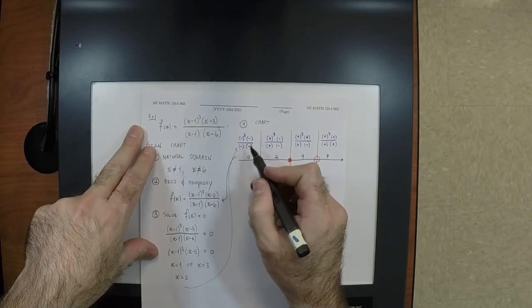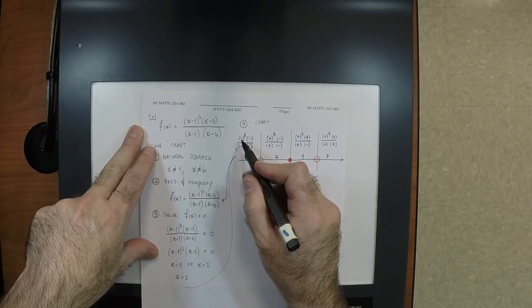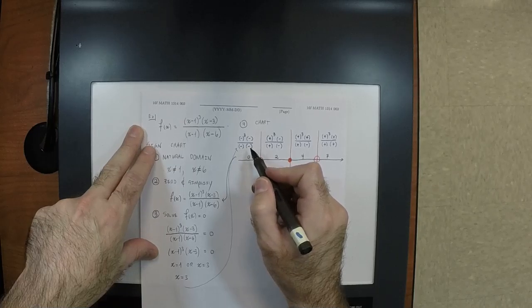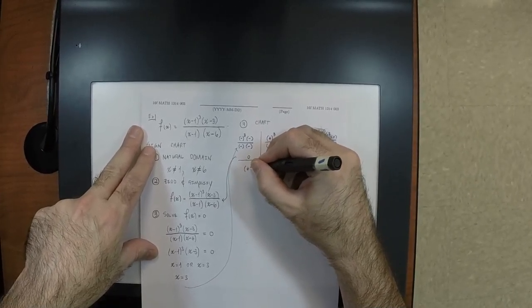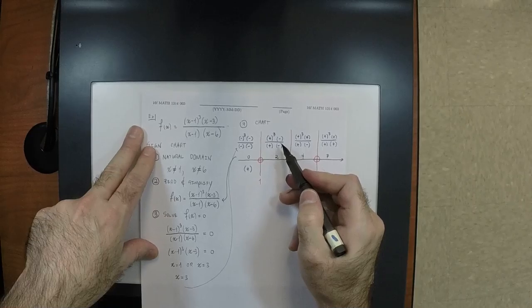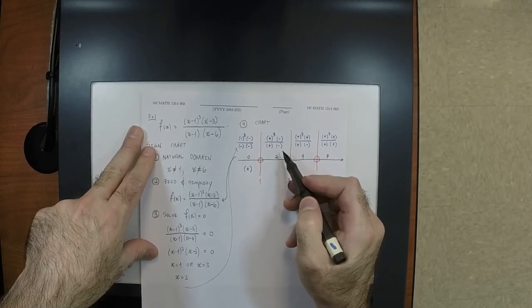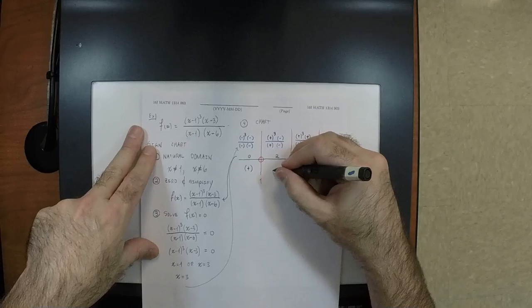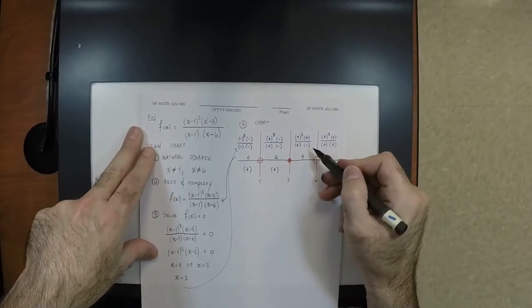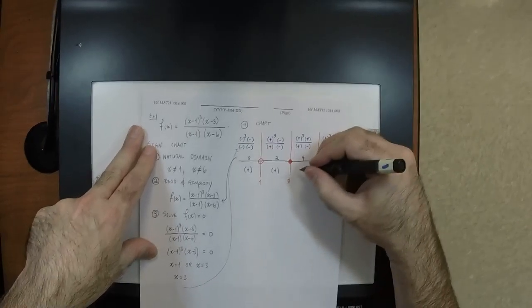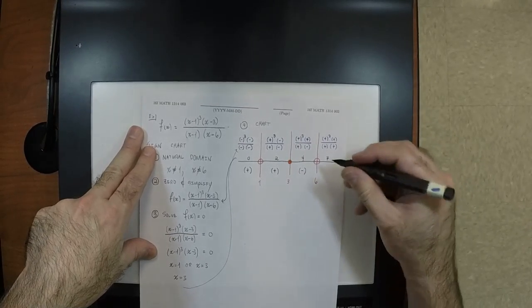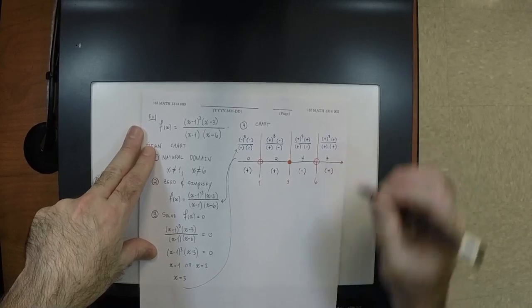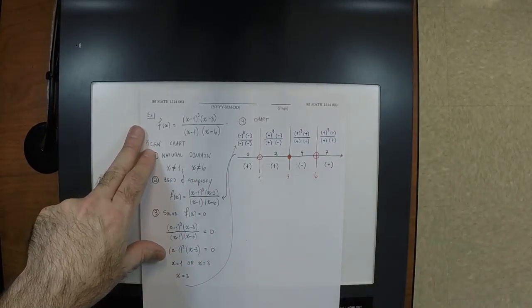the overall sign. So how many negatives do we have here? 3, 4, 5, 6 of them, right? So 6 negatives, all in product or quotient. So what's the overall sign? Positive. Now how many negatives do we have? 2. So the product of 2 negatives is? Still positive. Now how many negatives do we have? 1. Just 1, so that's negative. And how many negatives do we have? 0. 0 of them, so this is all positive. Okay, so any question about making the chart?